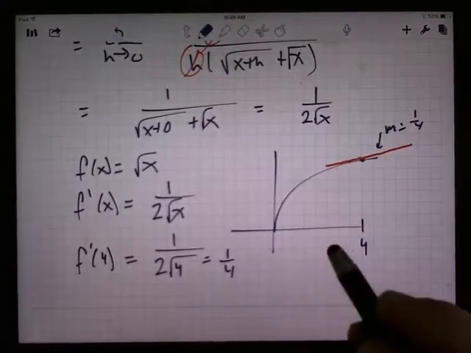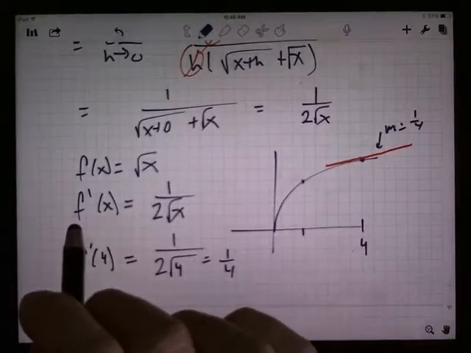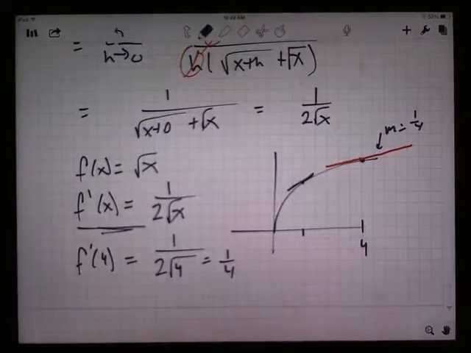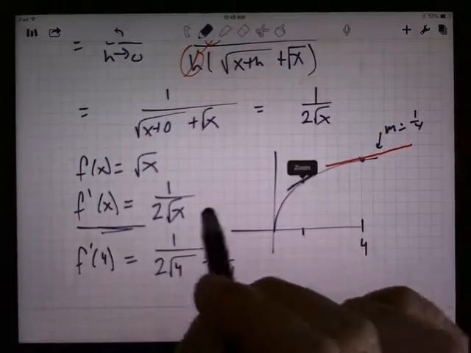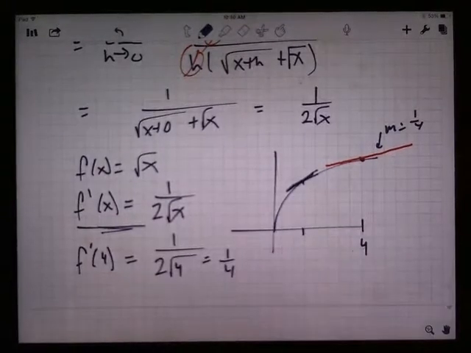At any point, you tell me the x value, I plug it in to the derivative function, and it tells me the slope of the tangent line right there. Right? The original function tells you the y value right here. The derivative tells you the slope of the tangent line right there. All right, well, there's the derivative of the square root function.